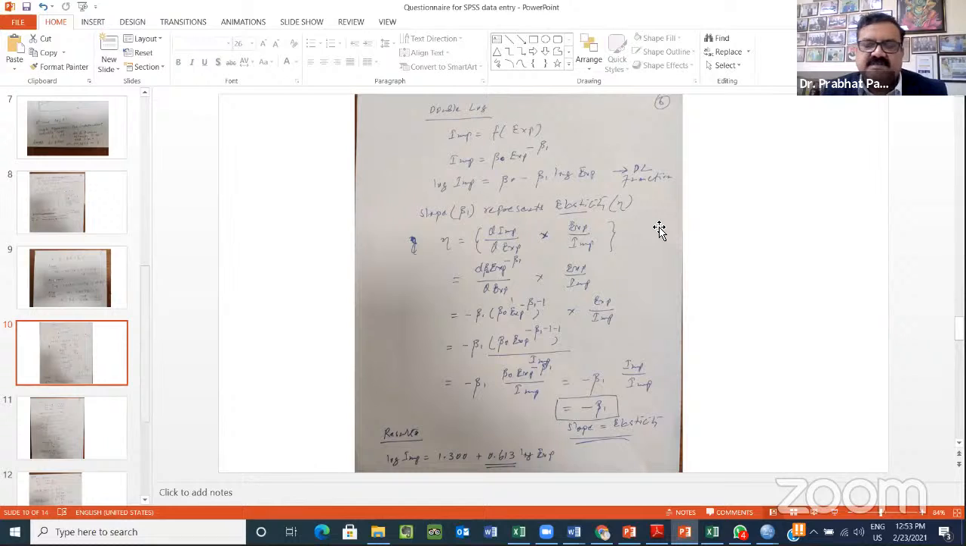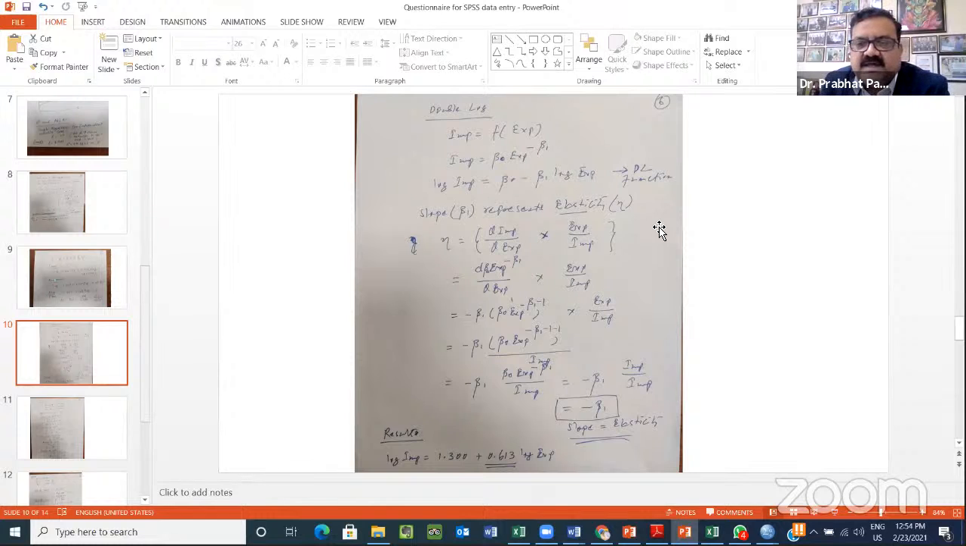Elasticity calculation becomes easier if you use double log, because the double log equation has the property that the beta coefficient of the double log itself is called the elasticity, right? So there is no separate calculation of elasticity you have to do if you're using the double log formulation. But if you want to calculate elasticity separately by using, let's say, linear regression, can you calculate elasticity? Yes, you can. But there the slope or the beta coefficient is not equal to elasticity.